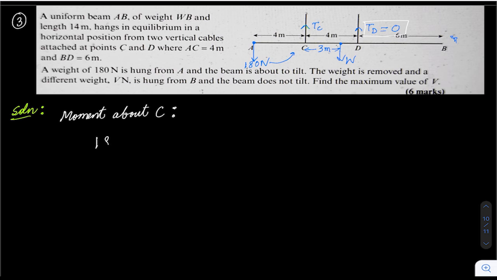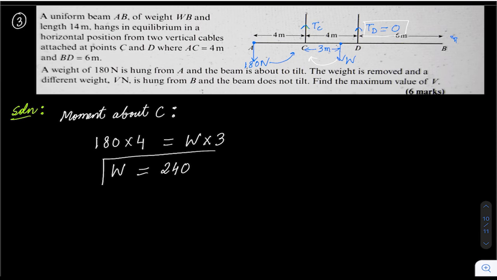So this is nothing but 180 times 4. And this should be equal to the clockwise moment of W. So this will be the moment clockwise. What is this value? W times 3. So from this we can calculate W. So this is 60 into 4, that is 240. So this is my weight of the beam AB. Okay.